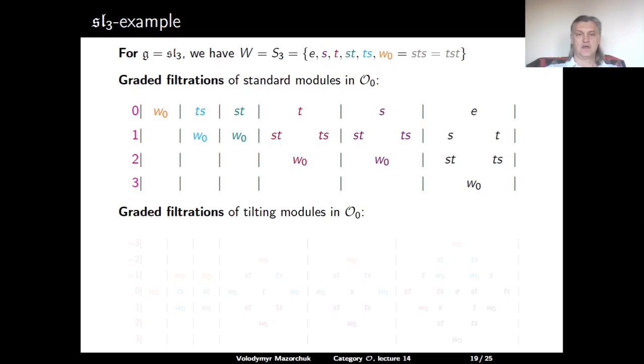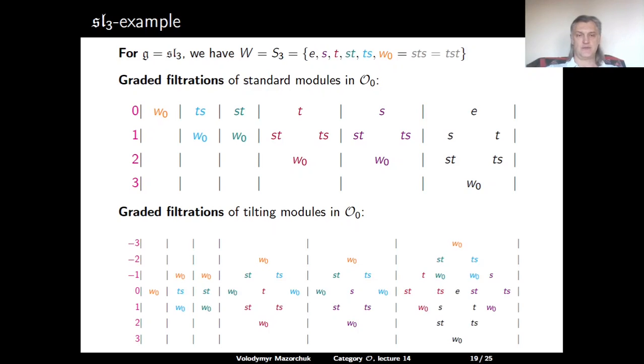So now we can look at the graded filtrations of tilting modules in category O. The antidominant tilting module is simple. The next tilting module for the highest weight TS is obtained by applying the projective functor theta T to W0. So we get the module with Loewy length 3, W0 on top, TS in the middle, and W0 in the socle. So here we have the standard module delta TS, which sits at the bottom, and the standard module delta W0, which sits on top of it.